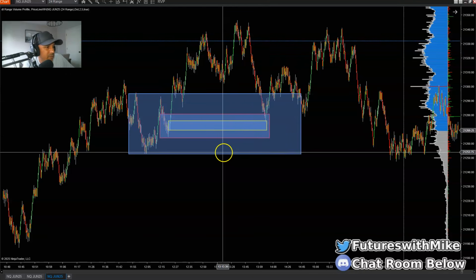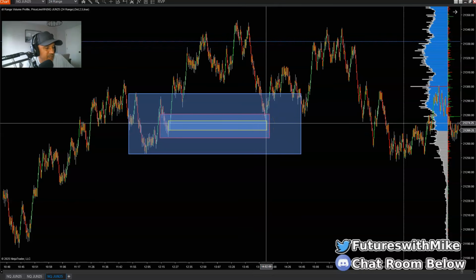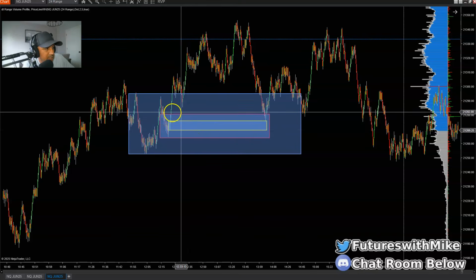3 charts giving me confluence here. That's enough for me to want to go long. I get into a trade right here off the rejection of the 24 range demand zone. All of these are high probability setups.